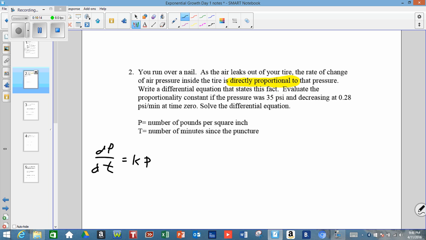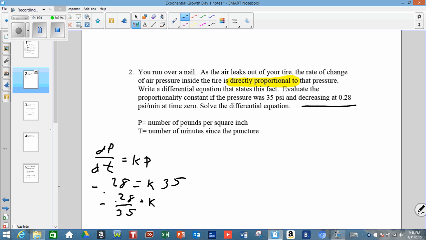And it says evaluate the proportionality constant, just means find the value of K, if the pressure is 35 psi and decreasing at 0.28 psi per minute. This decreasing at 0.28 psi per minute, that's a rate of change. That's dP/dt. And because it's decreasing, it's negative. And the pressure at that time, they tell us, is 35 psi. So to solve this for K, we're going to divide both sides by 35, and we'll get negative 0.28 over 35.